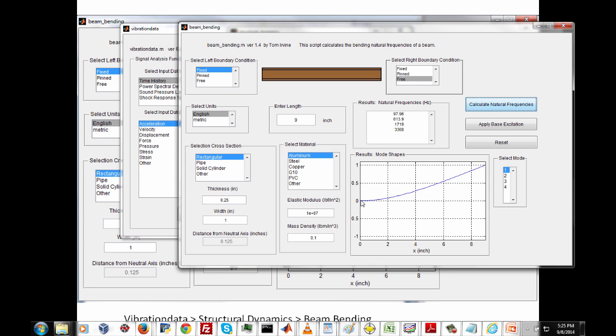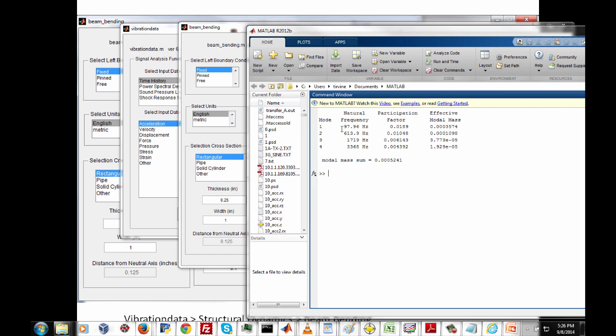This end is fixed, and the free end is vibrating. The maximum relative displacement will be at the free end. For the second mode, there is an internal nodal point at which no translation occurs, but rotation is allowed. So there's 1 interior nodal point for the second mode. For the third mode, there are 2 interior nodal points, and for the fourth mode, there are 3 interior nodal points. Now we can also go to our command window and see the frequency results.